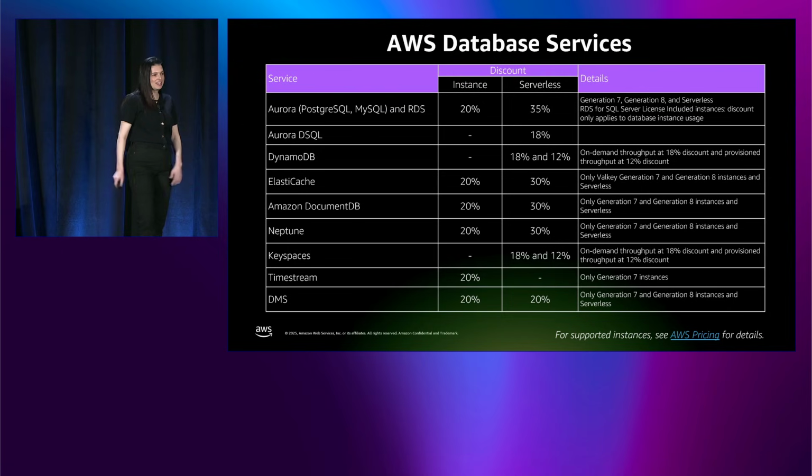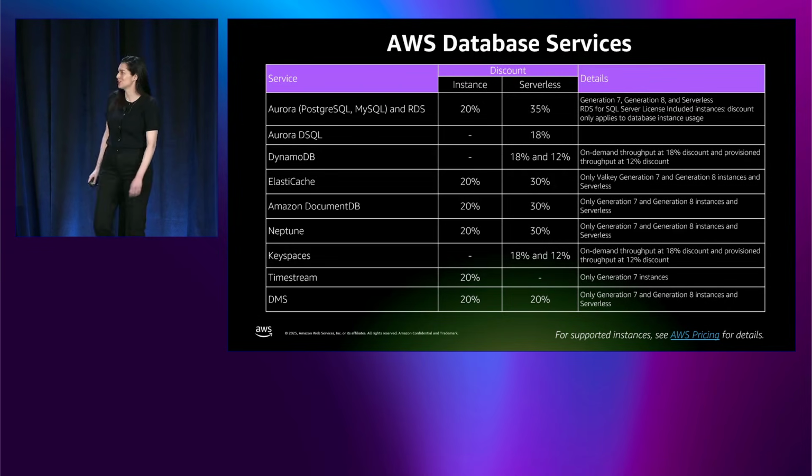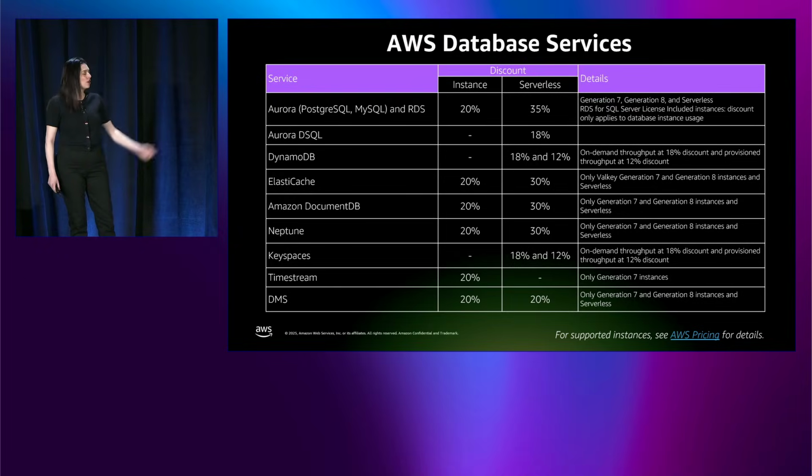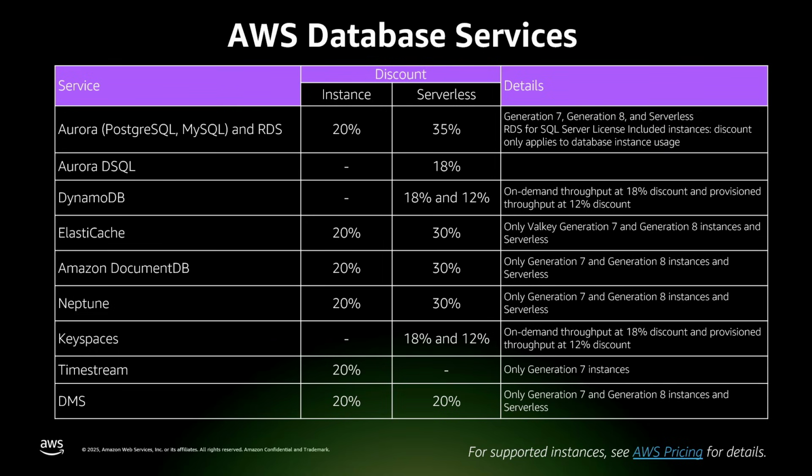Okay, this is one of the key slides that a lot of our customers are curious about: what the database savings plan will actually cover. We have 9 types of database services that it will cover, like RDS, Aurora, DynamoDB, ElastiCache. You're welcome to take a picture.